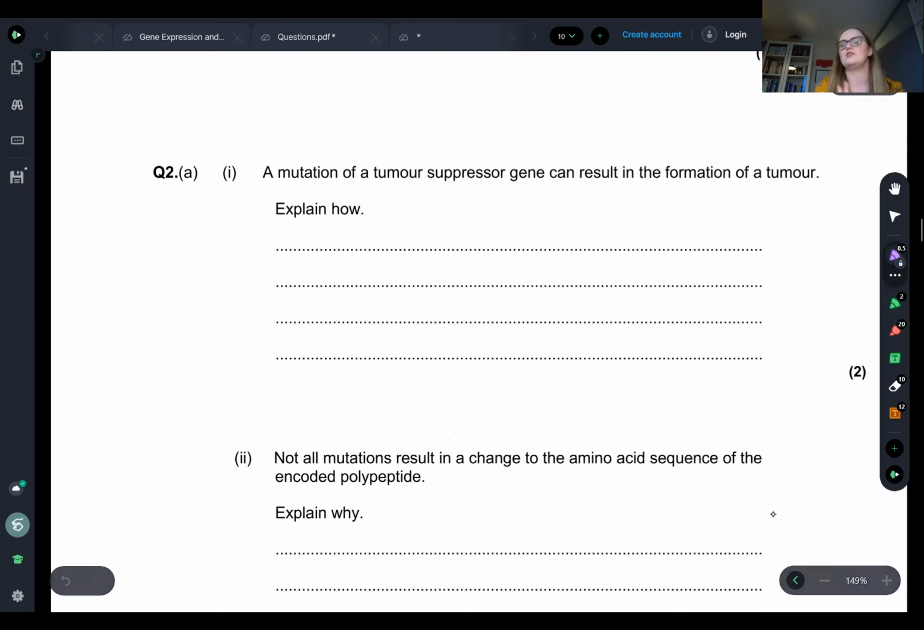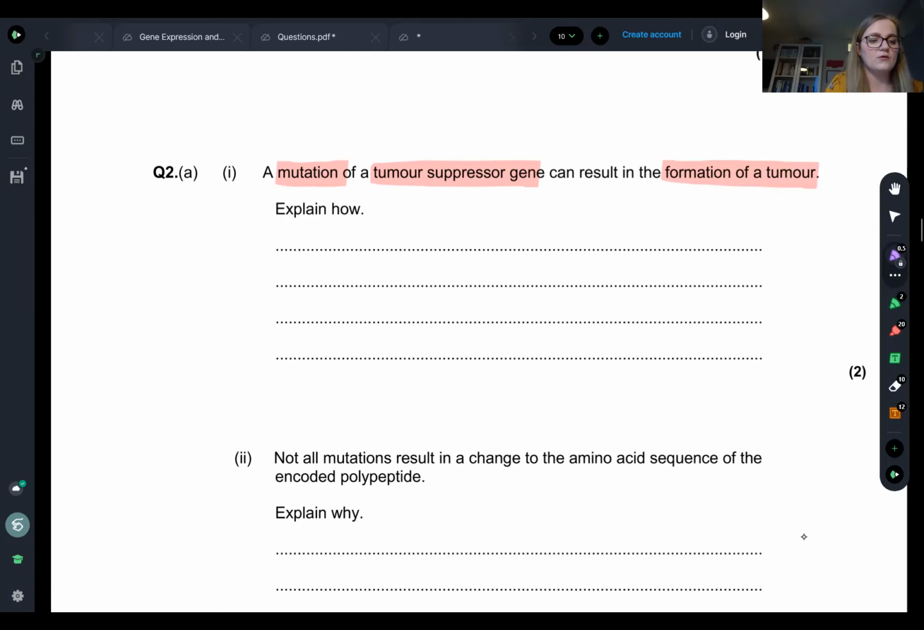Now we've got some more basic generic cancer questions. A mutation of a tumor suppressor gene can result in the formation of a tumor. Explain how. In this question, you want to pick out things like mutation, tumor suppressor gene, and it can result in the formation of a tumor, and explain how.